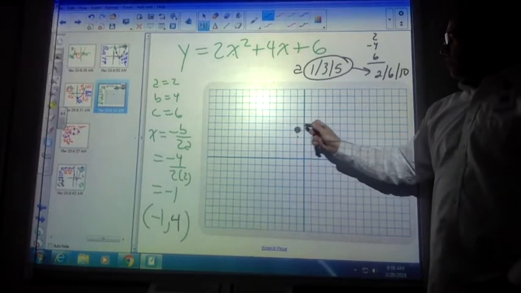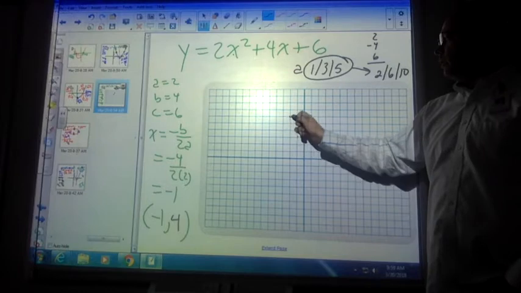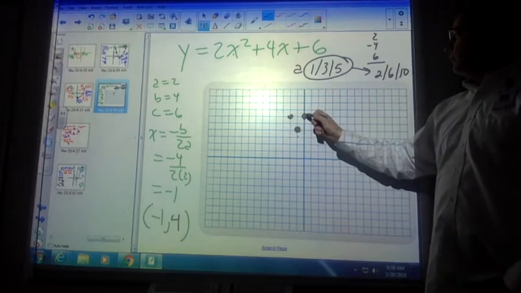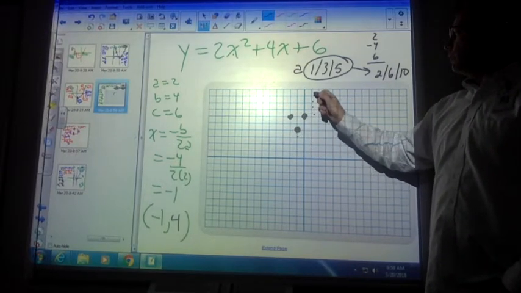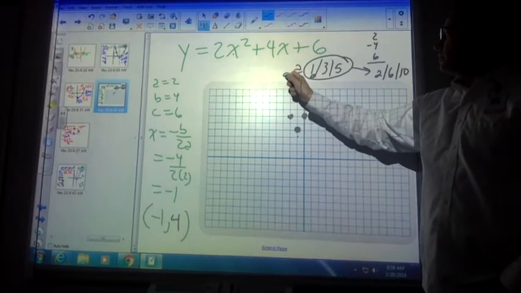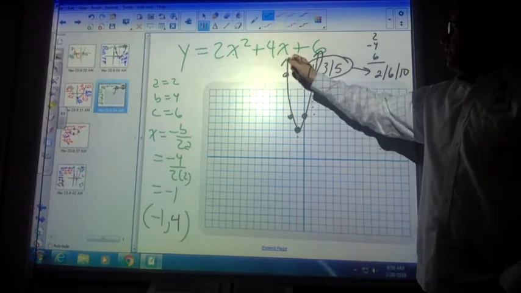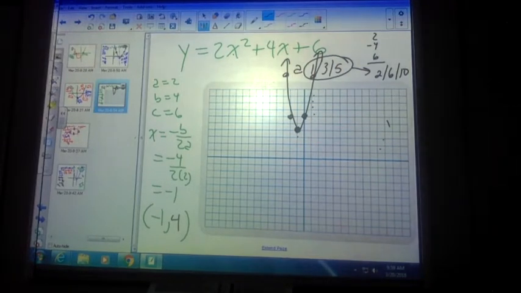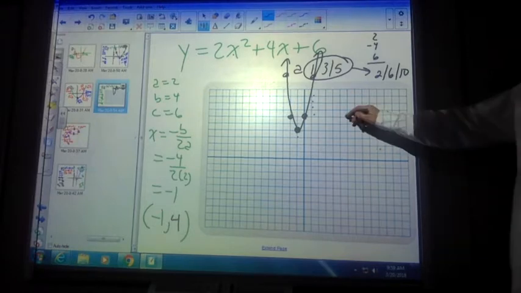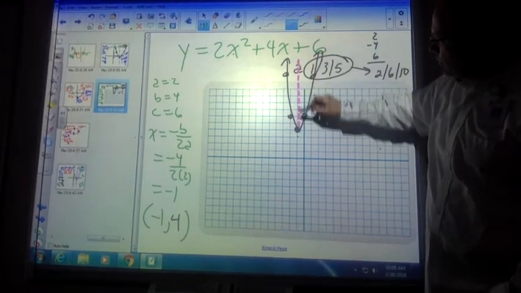Ready? Right 1 up 2. Left 1 up 2. Right 1 up 6. 1, 2, 3, 4, 5, 6. Left 1 up 6. Can I see? Do I know what my axis of symmetry is real quick? Yeah, my axis of symmetry is x equals negative 1. It's this. Right?